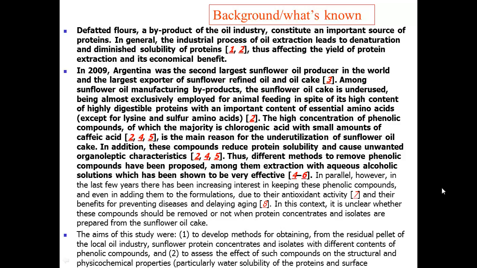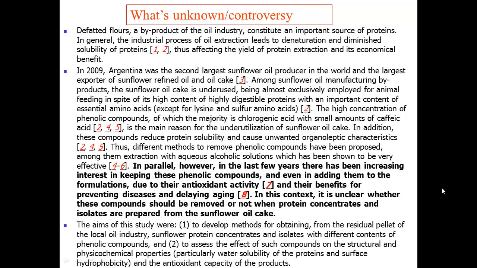So that's a lot of background and the what's known, and then we jump, however, to the what's unknown. And actually, this one's a little bit more of a controversy. So they're setting up the unknown, which is really a controversy here. So in parallel, however, in the last few years, notice the author's kind of cluing you in that they're changing modes here because they get that however.